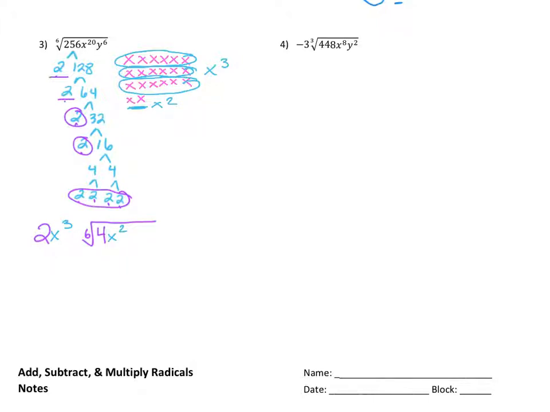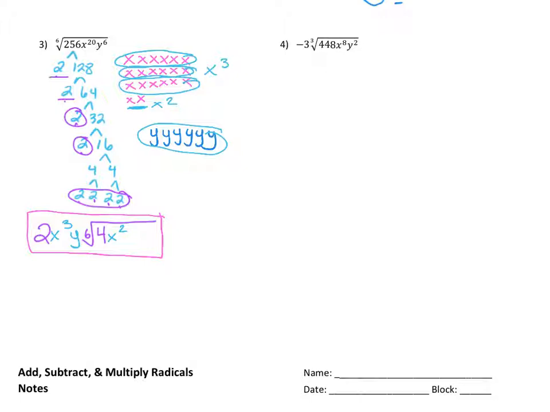Now if I do the same thing for the y's, I have 6 y's, so 1, 2, 3, 4, 5, 6. Well, that's going to give me exactly 1 group of 6, so 1 y comes out, and I would have no y's left on the inside. So this would be my final answer.